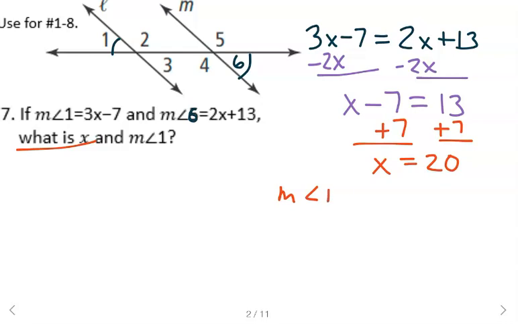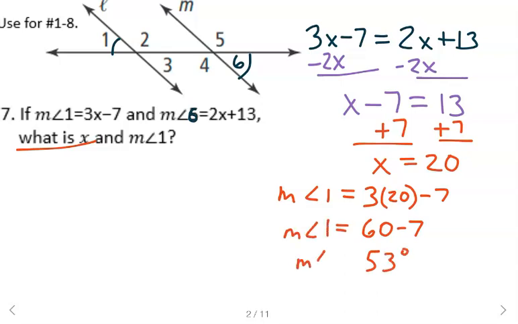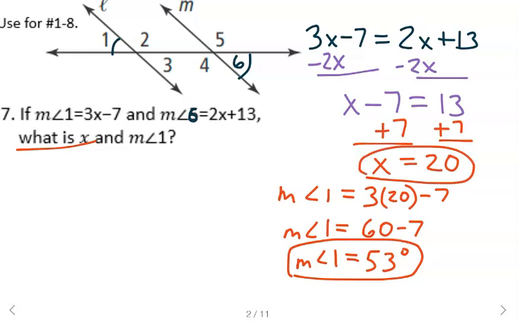So angle 1 is equal to 3x minus 7. 3 times 20 minus 7. So we get 60 minus 7, 53 degrees for the measure of angle 1. And by the way, angle 6 would equal 53 degrees as well. So we found x and we found the measure of angle 1.